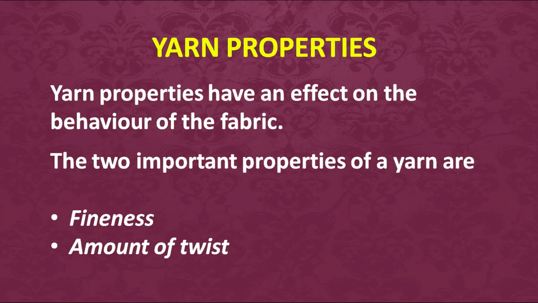The two most important properties of a yarn are the fineness and the amount of twist. And these two properties are very interrelated. The more the twist, the finer the yarn is. So when we impart more twist, the yarn becomes finer, smoother and stronger. If we want a looser yarn, we reduce the amount of twist that we give to it, and then it becomes a little bit thicker, a little bit fluffy.